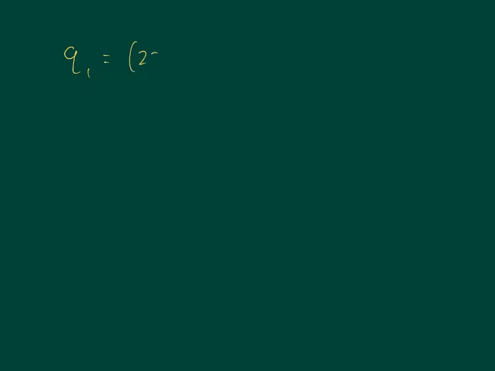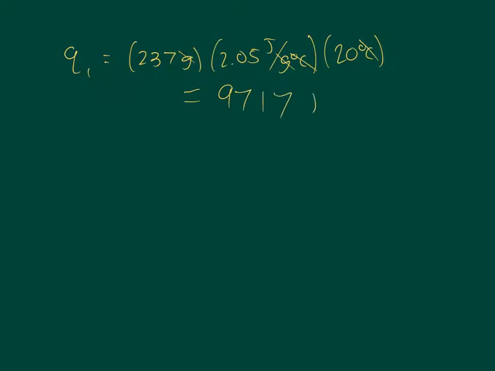Q1 is going to be the mass of the ice times the specific heat of the ice times the temperature change. The degrees Celsius will cancel and the grams will cancel. And after calculating it all out, you get that your heat required for this step is 9,717 joules. For the next step, the phase change, we'll need to use a different equation.